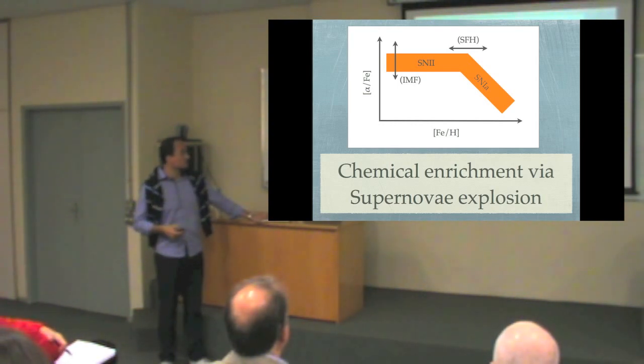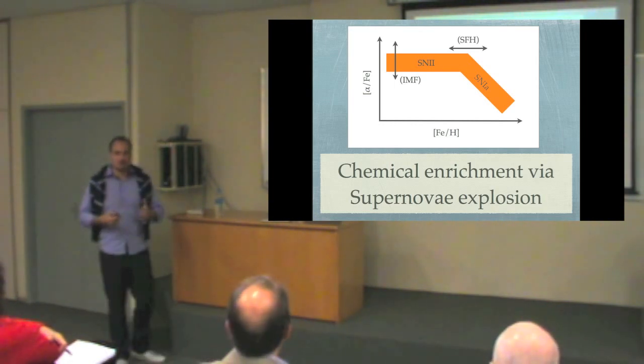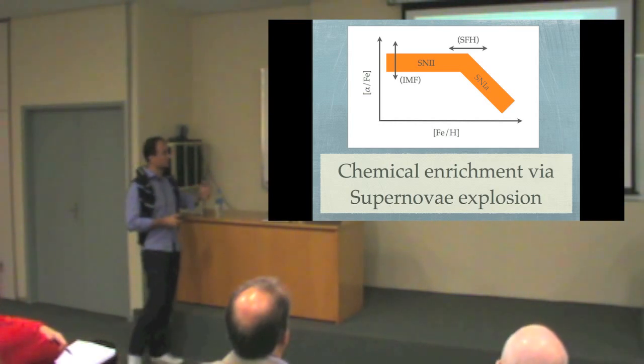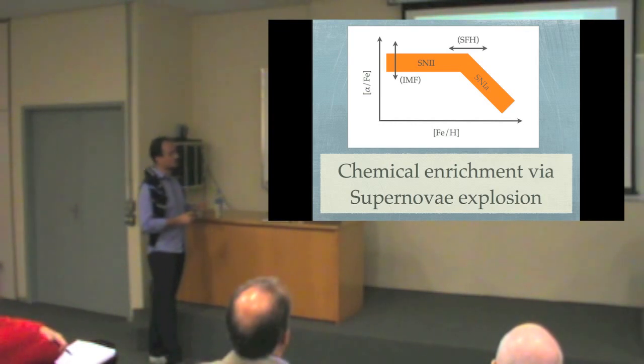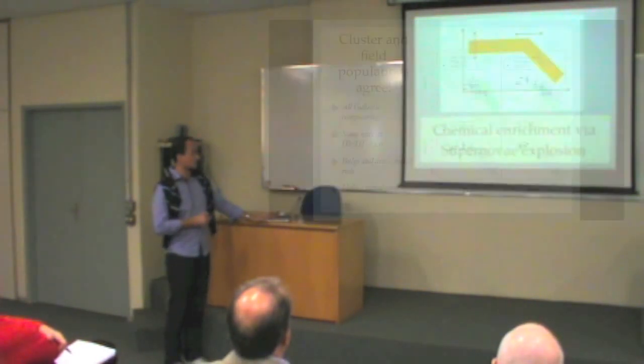When the supernova type 2 starts to become important, we have a decrease of this ratio because it releases more iron peak elements, so this ratio decreases. And this knee here will tell us how efficient the star formation of the galaxy is. Because if the star formation is very efficient, the time for supernova type 1a to become important will give time to the supernova type 2 to enrich the environment to a higher metallicity. Otherwise, the knee will be lower.